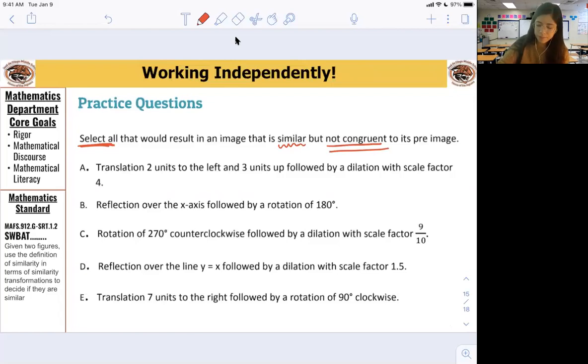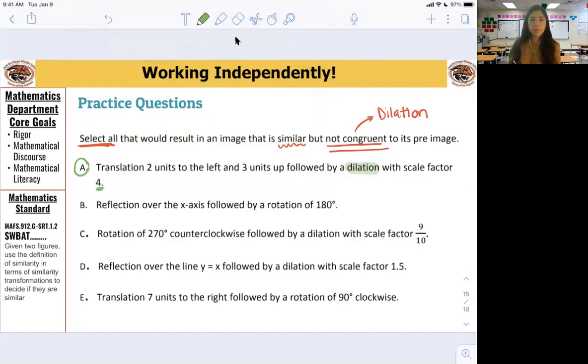Good, Tyrone. It's got to have a dilation. Okay? Has to have a dilation. So let's take a look. Answer choice A, translation, 2 units to the left, 3 units up, followed by a dilation with a scale factor of 4. So that's definitely going to make it bigger. It's no longer going to be congruent, but it is going to be similar.